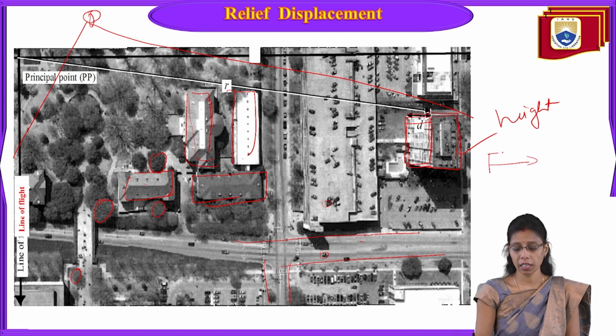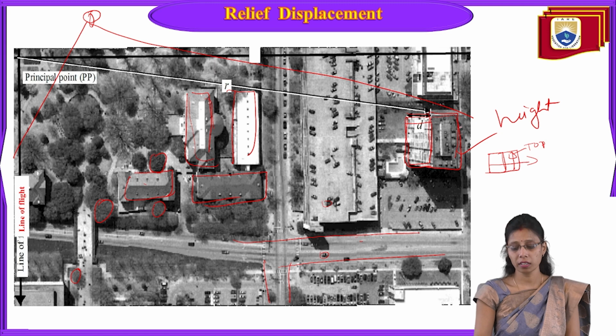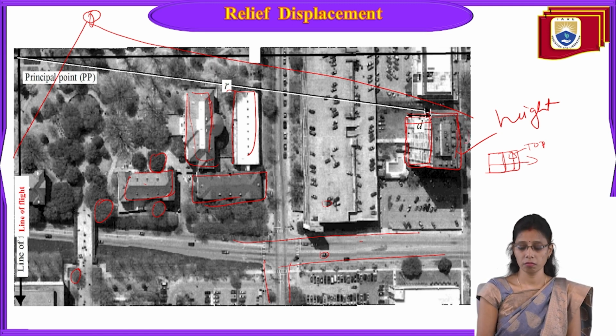So this is one picture clicked here. When it goes on to the next picture, if we click here, maybe in that photo we can see only the top view of this building, because the flight keeps on moving. In the third photo you can see this side of the building. This kind of displacement we call relief displacement.